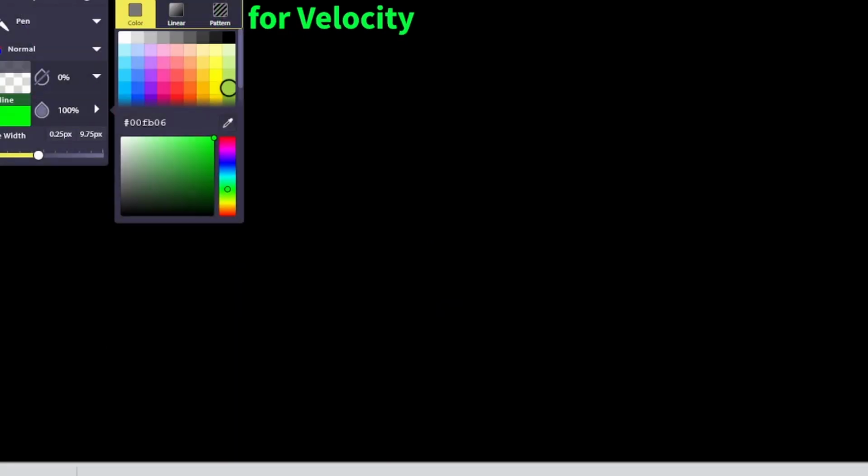Now, to get velocity, the formula you will need is v is equal to distance over time. And this could also be thought of as the derivative of your position, which we'll call x, with respect to the change in time.